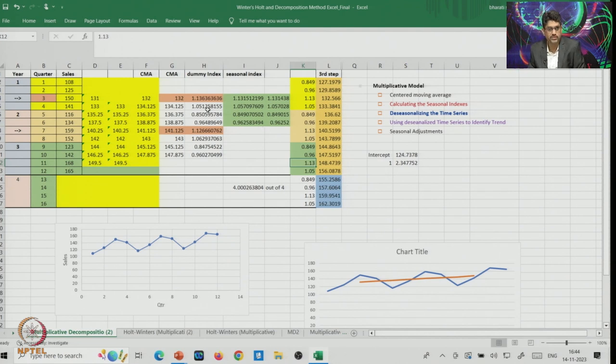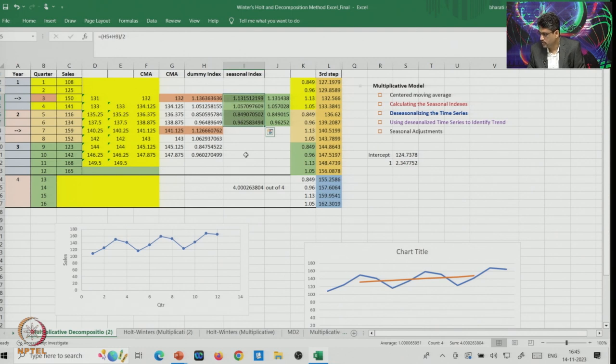Now similarly for the 4th quarter, you have got one index here using the center moving average, and you got one more index here also for the fourth quarter. Look at here, this is also a fourth quarter index. So two indexes you found, take the average of them and you will get the index for the fourth quarter. This way we found all four indexes for all four quarters.